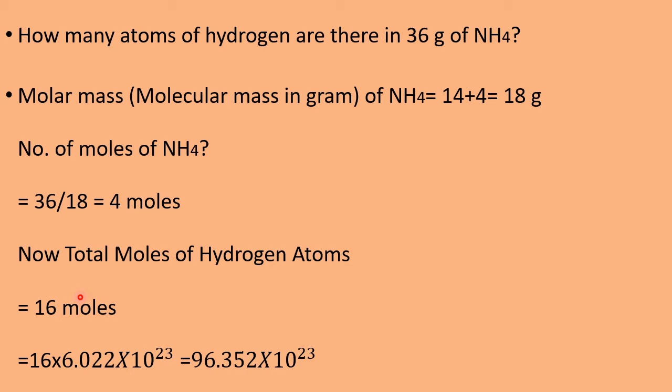1 mole equal to 6.022 into 10 to the power 23 atoms of hydrogen. Now 16 moles equal to 16 into that number. That gives you this answer. So these many hydrogen atoms are there in the 16 moles. That means in the 36 gram of sample, 16 moles of hydrogen are there. That is the meaning.